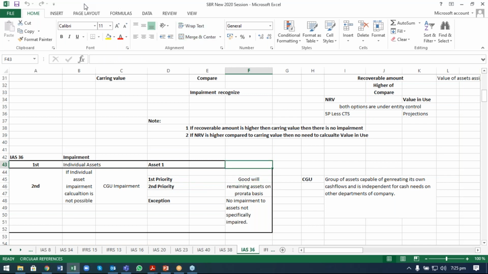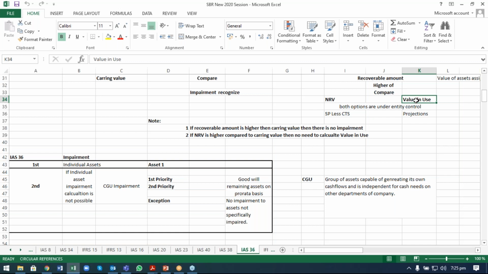But impairment should always be charged to the individual asset in priority, only when you are not able to find out the recoverable amount of that specific asset. For example, you might not be able to calculate the NRV of that individual asset, or you might not be able to find its value in use on an individual basis, because that asset is not capable of generating cash flows on its own.